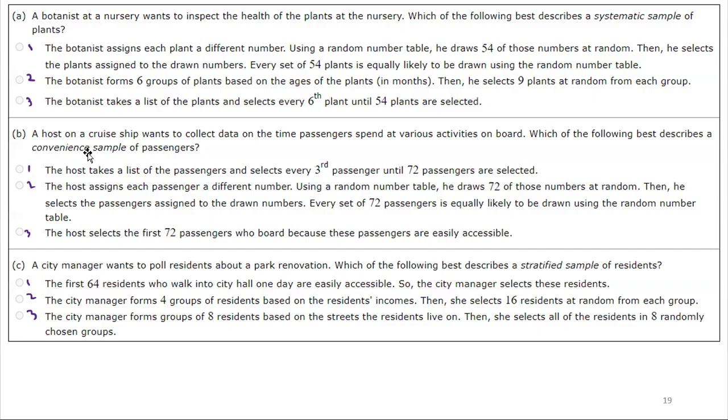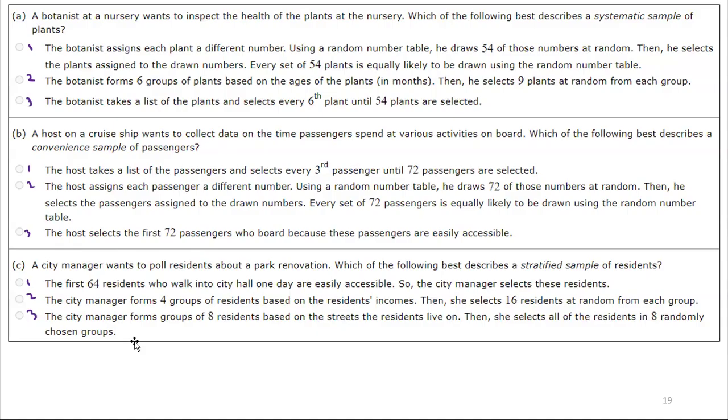Okay, the second one, a host on the cruise ship wants to collect data on the time passengers spend at various activities on board. Which of the following best describes a convenience sample? Well, the answer for that one is going to be number three again. The host selects the first 72 passengers who board because these passengers are easily accessible. All right, so remember, convenience sample, literally what it's saying. It's convenient, right? You don't have to go out of your way to sample the population there.